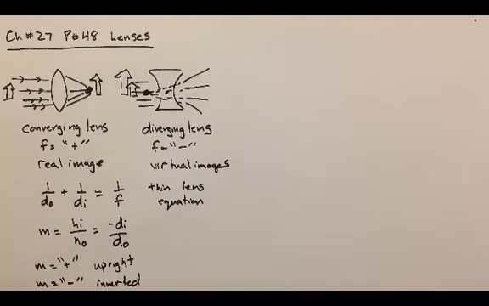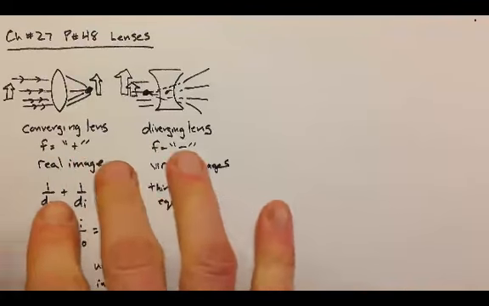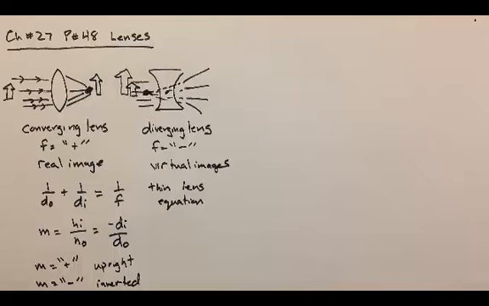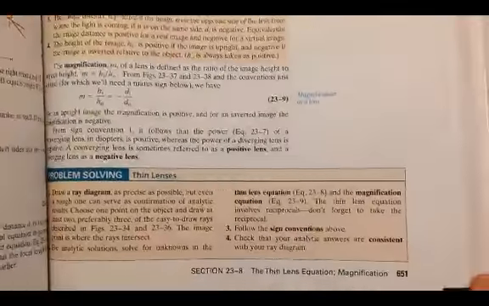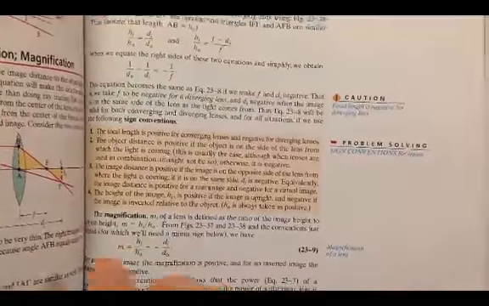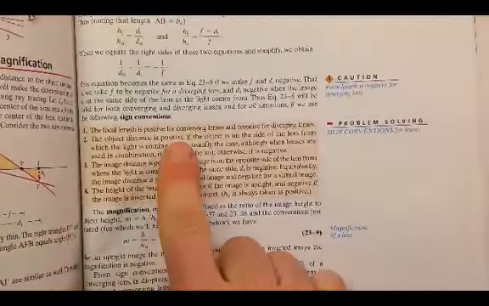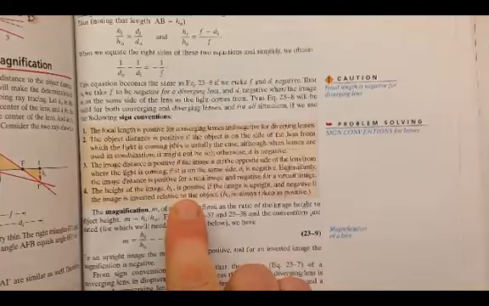Now, I went over a lot of sign conventions here for real images, virtual images, converging lenses, and diverging lenses, and sometimes it's kind of hard to keep them all straight. So your book did a nice job on page 651 of really summarizing all the sign conventions.